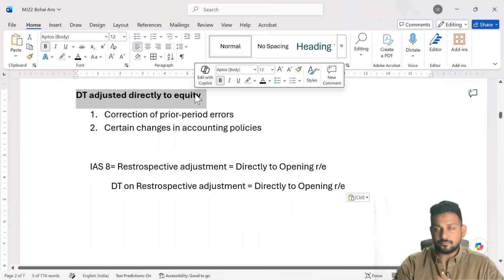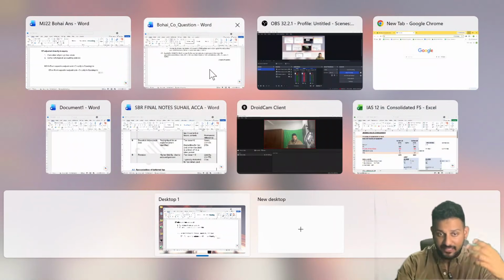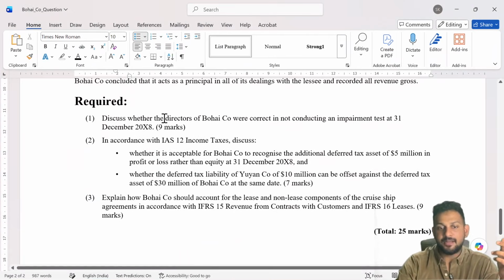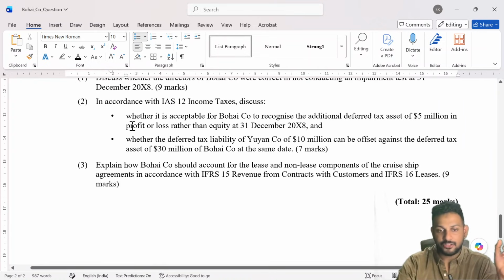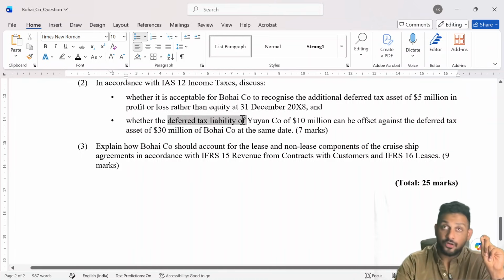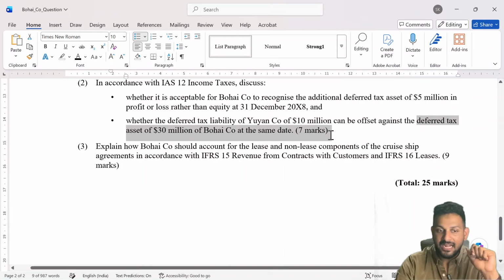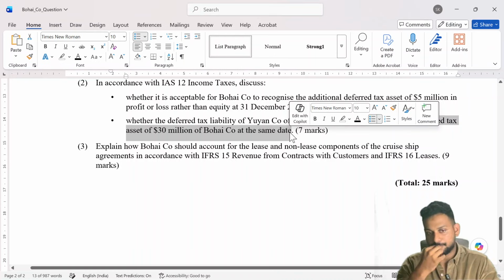So these are the two cases where the deferred tax adjustment will be taken directly to equity rather than SOPL or OCI. Clear? So their requirement is whether the 5 million deferred tax asset should be taken to SOPL or equity. Then the second requirement: whether the deferred tax liability of Yuan company of 10 million can be offset against the deferred tax asset of 30 million of Bohai company at the same date.